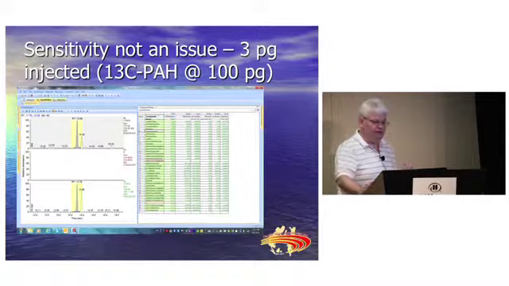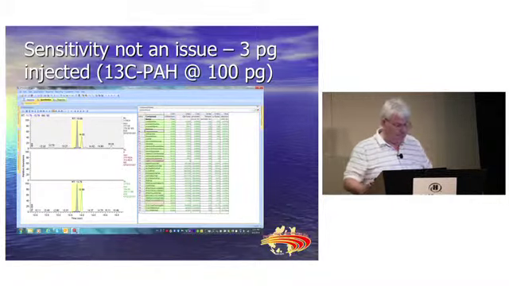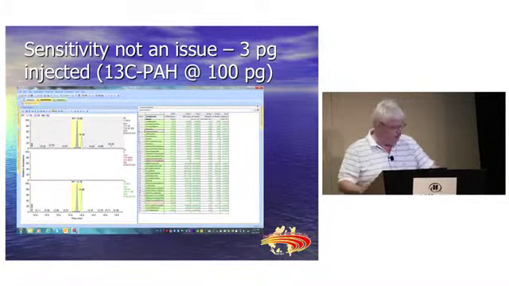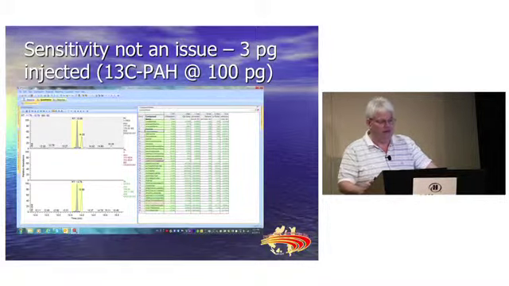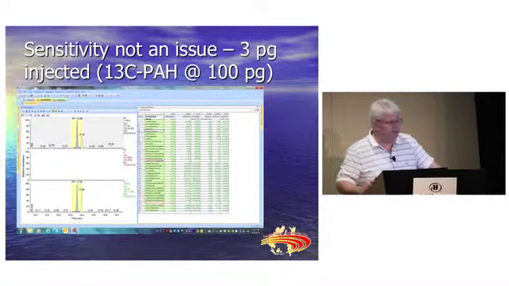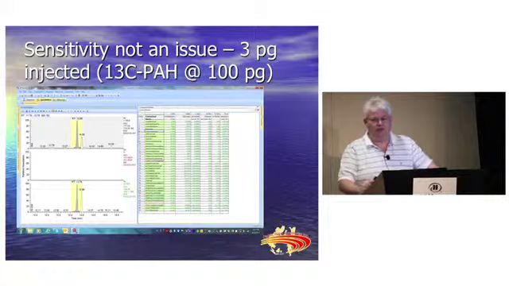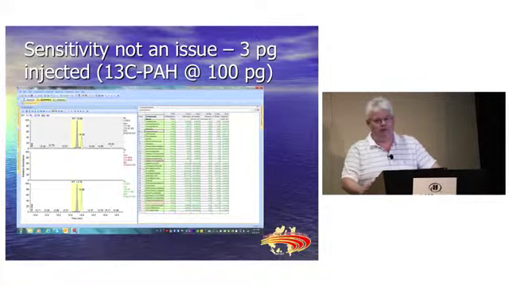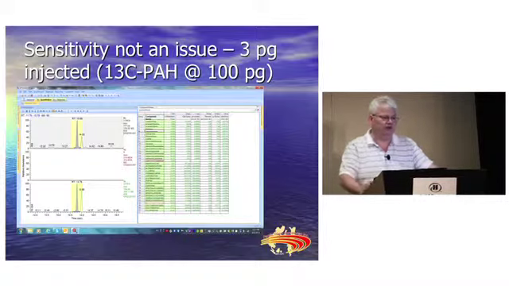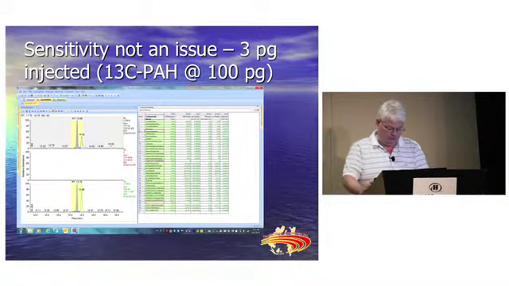Sensitivity is not an issue with PAH. The chromatogram I'm showing here is a 3 nanogram standard, so 3 picograms injected, 1 microliter of 3 picograms. The nice thing, of course, with PAH, unlike dioxins or PCBs, you tend to have a very strong parent ion. It's 90% plus. So sensitivity really is not an issue on the mass spec at all.